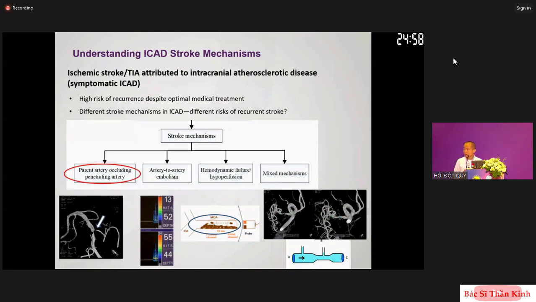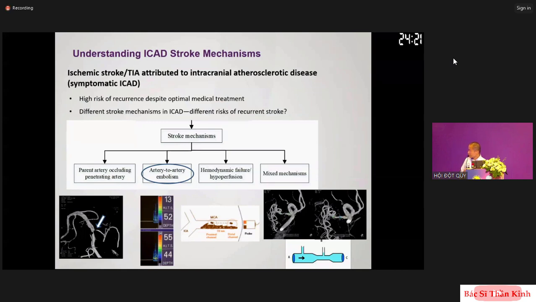First of all, the parent artery plaque occluding a perforating artery or an adjacent branch. Like in this patient with a very high-grade basilar artery stenosis, you can appreciate here, but at the same time, you see the opening or ostium of the superior and anterior inferior cerebellar arteries was partially occluded by the plaque. This is a very important stroke mechanism and often results in lacunar syndrome in ICAD.